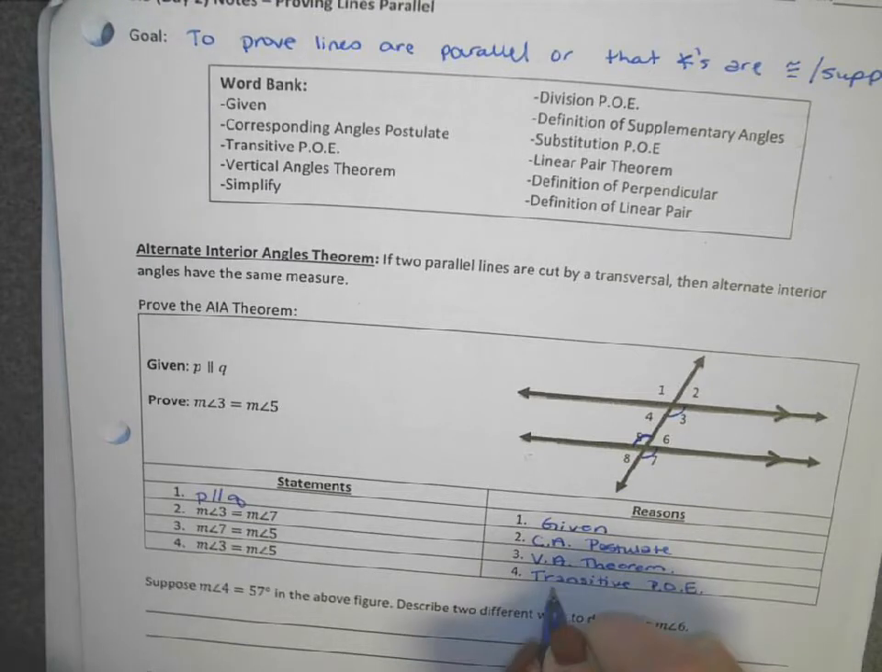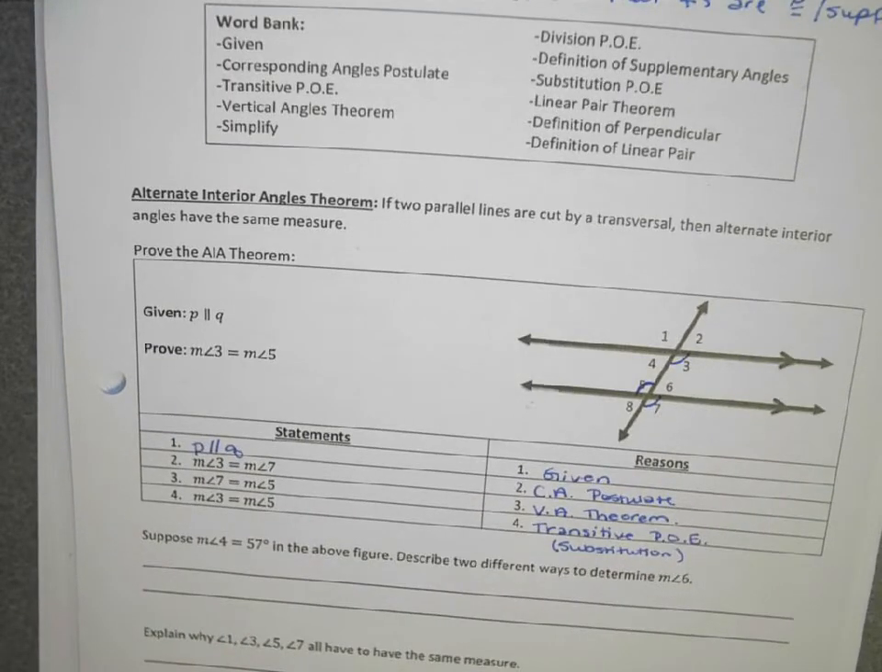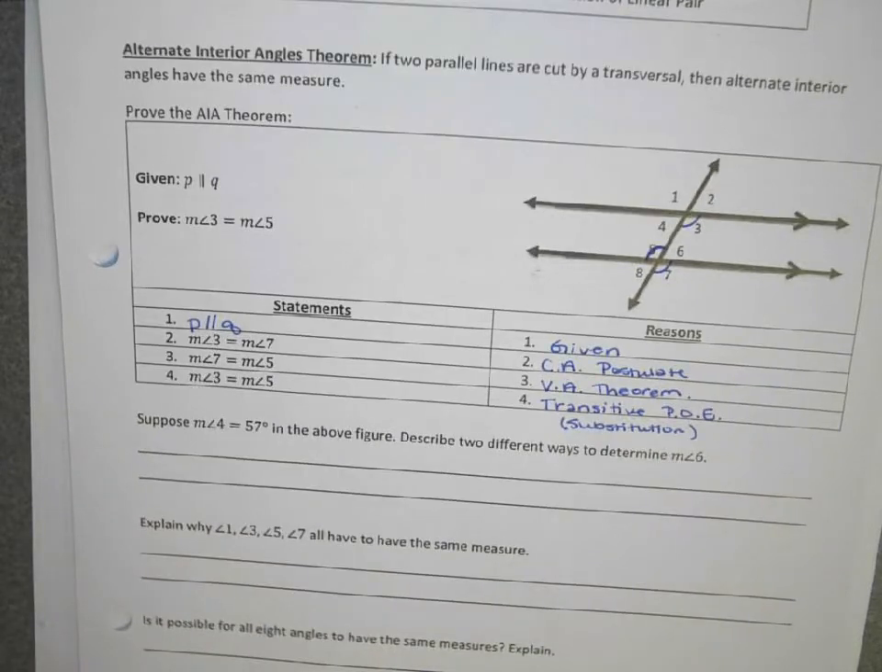You could also use substitution there. That would also work. It doesn't matter. So either of those would be a possibility there. Scrolling on down, it says, suppose the measure of angle 4 in the above figure.